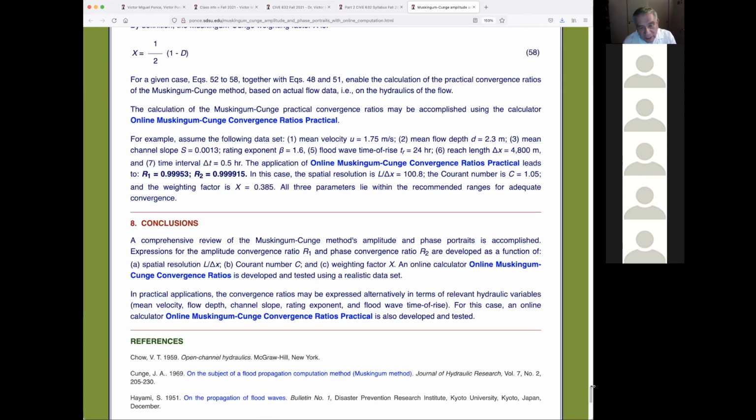A comprehensive review of the Muskingum-Cunge amplitude and phase portraits is accomplished. Expressions for the amplitude convergence ratio and phase convergence ratio are developed as a function of spatial resolution, which is important. Like I said, spatial resolution should be 50 to 100. Not less than 50, and certainly if you want, you can go to 200, but don't overdo it in the spatial resolution. Too much of a good thing could be counterproductive.